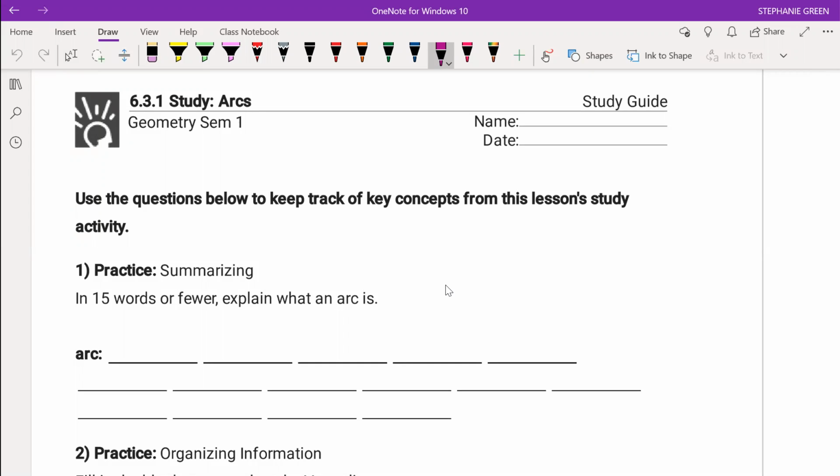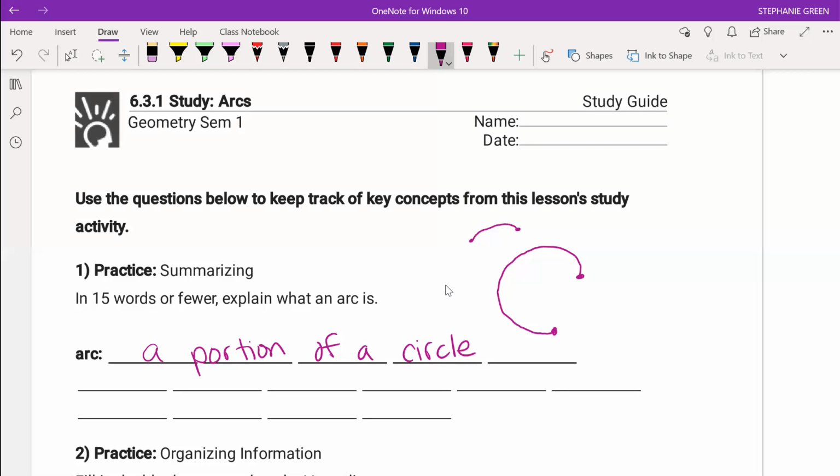So in 6.3, we're going to talk about arcs. An arc is actually a portion of a circle. So basically, if I were to draw not a full circle, but any portion of a circle, whether it's a short portion or a really long portion, that is what we would call an arc. It's like a segment in the fact that it has two endpoints, but it's curved and not straight. And it's not any curve. The curve does have to follow a perfect circle.